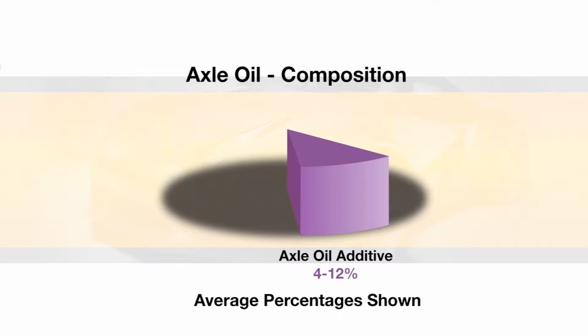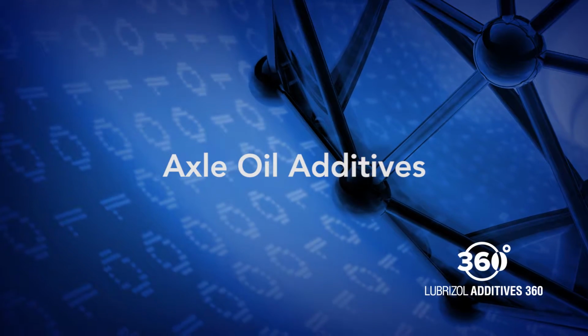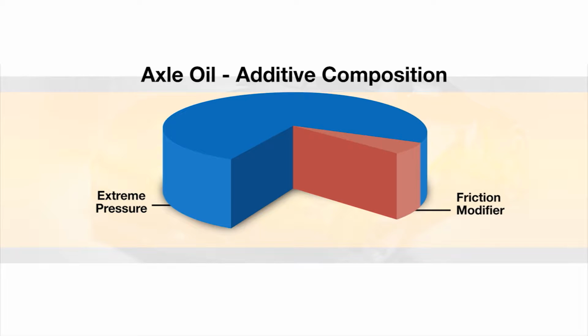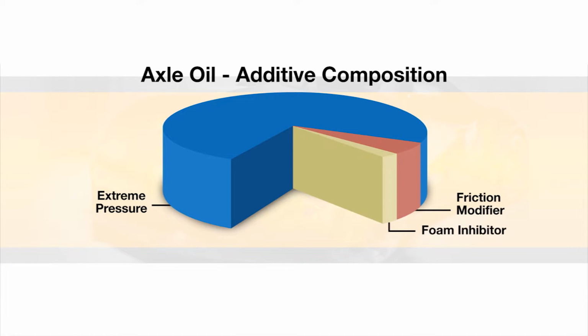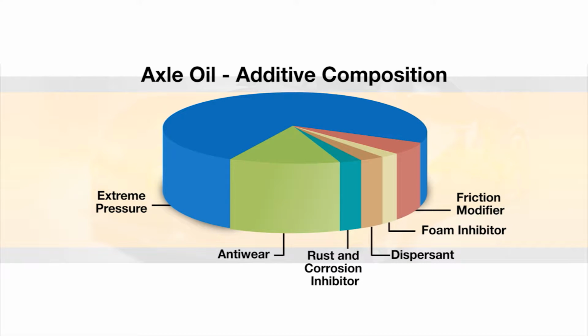Let's look more closely at the additive. These are the functional components that are typically included in an additive package. These additives are what define the quality of the final oil. For example, API GL5 oil quality versus SAE J2360 quality. What function does each additive component perform?